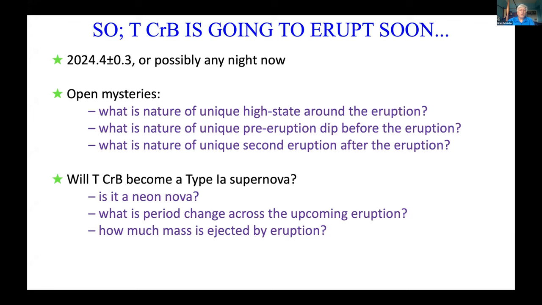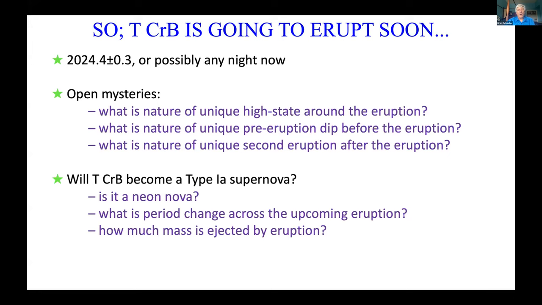But you have a lot of people out there who hold up T CrB as being the prototype for the dominant progenitor classes of type 1A supernovae. I personally know why that can't be, but still there are a lot of people out there that do not agree with me on this yet. Fair enough. But we have the question of, well, what can we learn from T CrB in the upcoming eruption as to whether it's going to become a type 1A supernova? And there are a variety of questions that we can answer from this upcoming eruption.